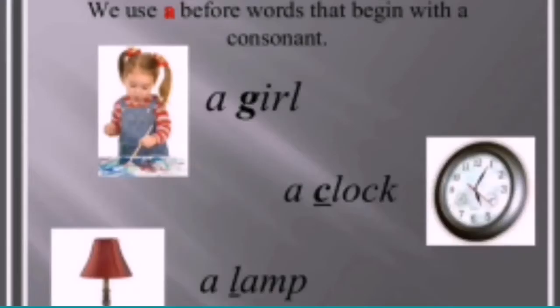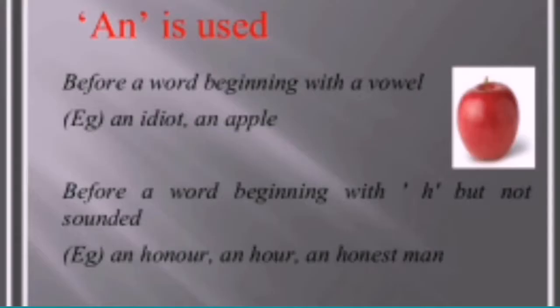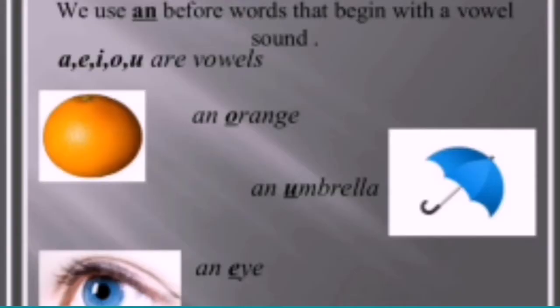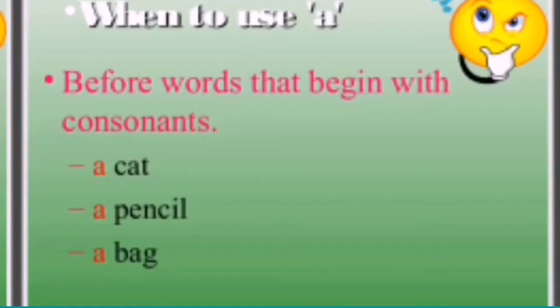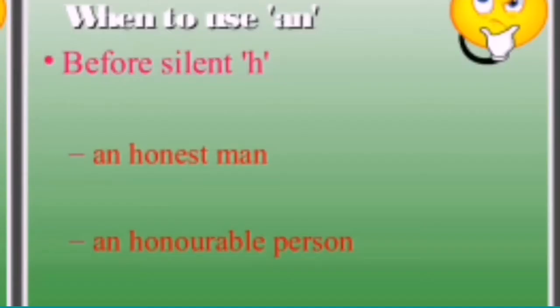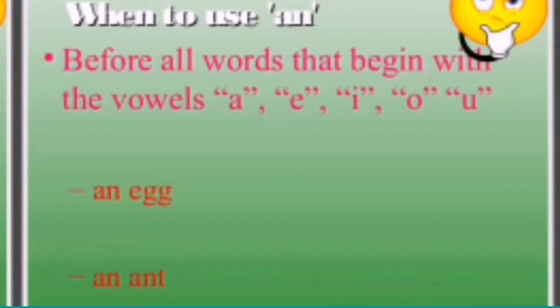What's the use of a? We use it with consonant sounds. A girl, a clock, a lamp. And an is used with vowel sounds. An orange, an umbrella, an eye. We use a with consonant sounds, a cat, a pencil, a bag. And before a silent H we use an: an honest, an honorable man.